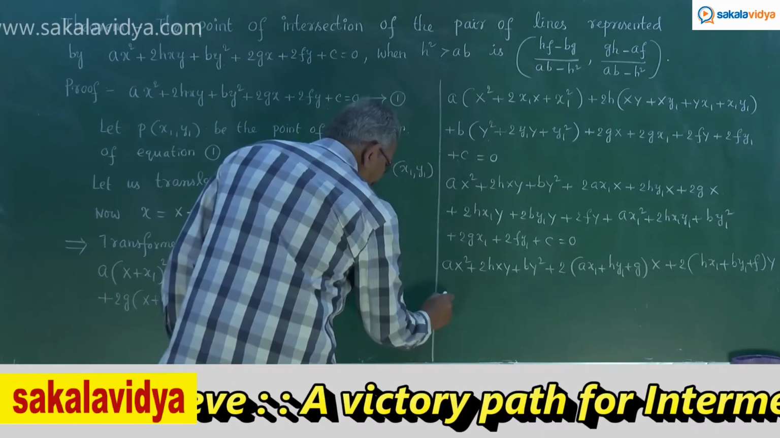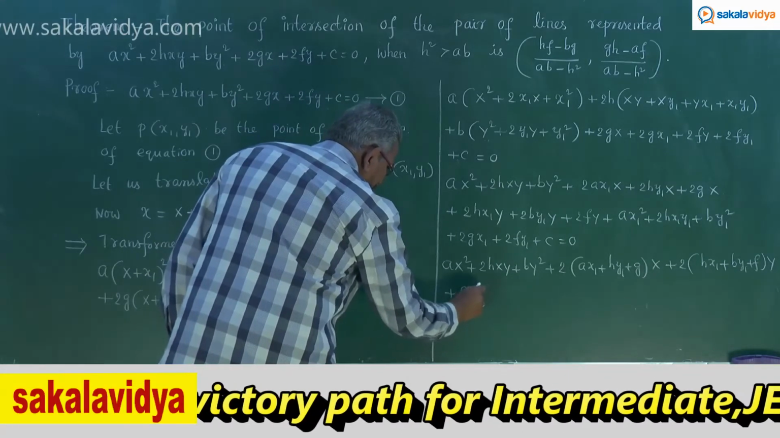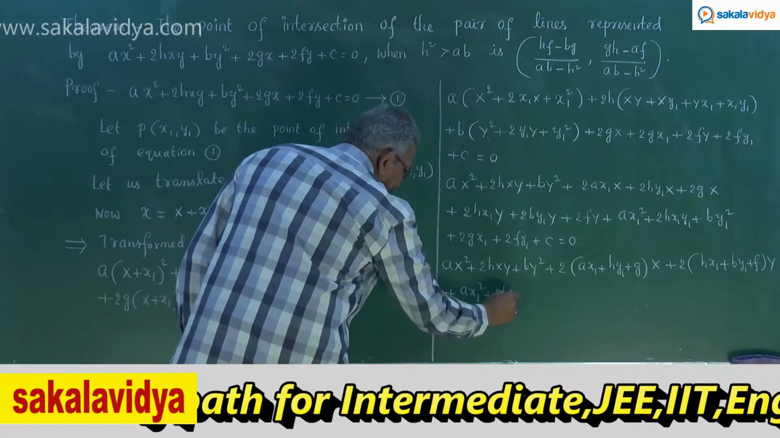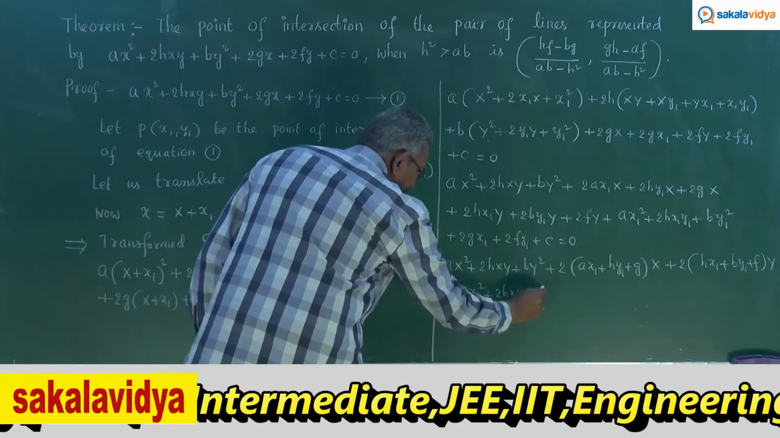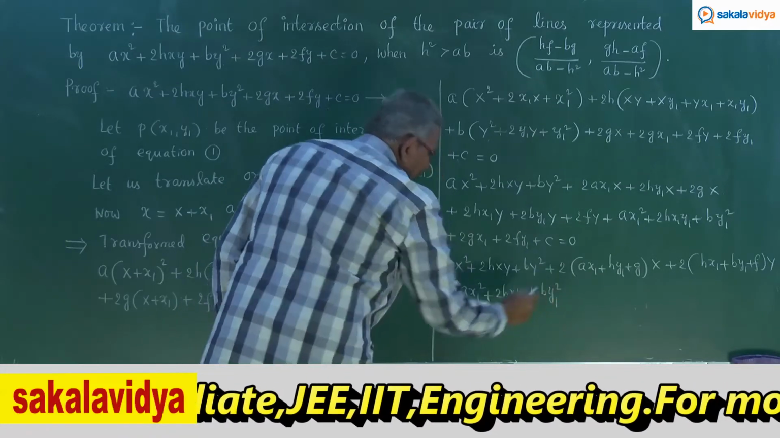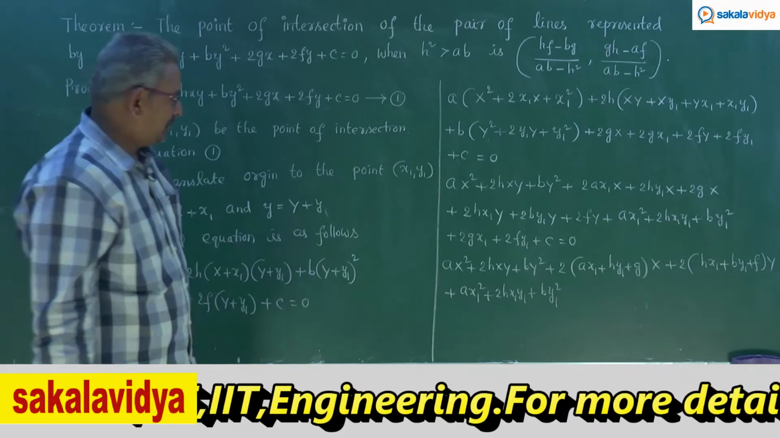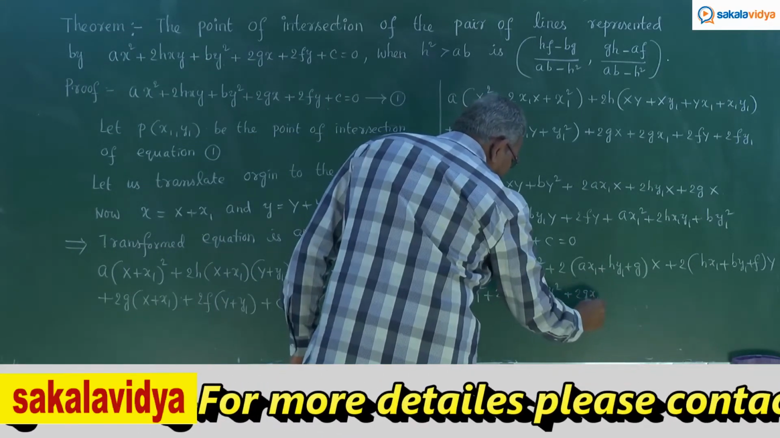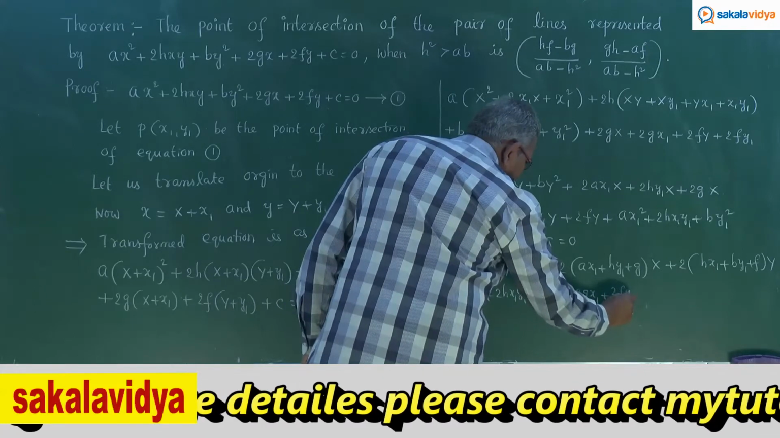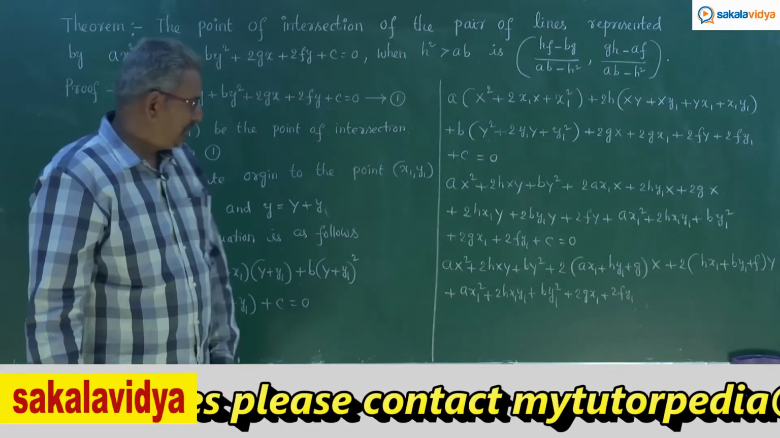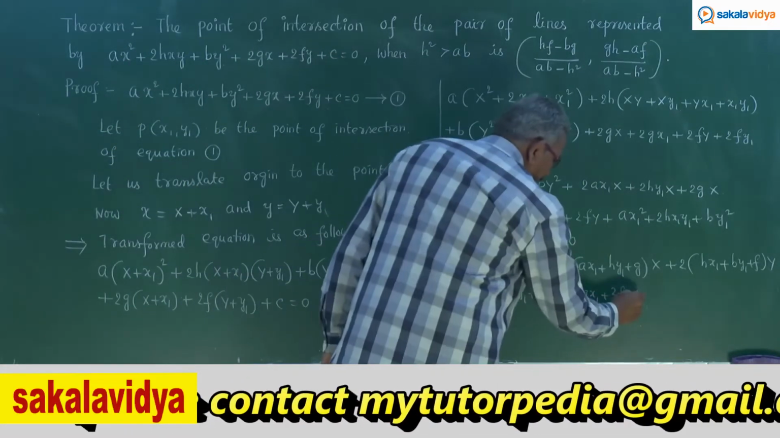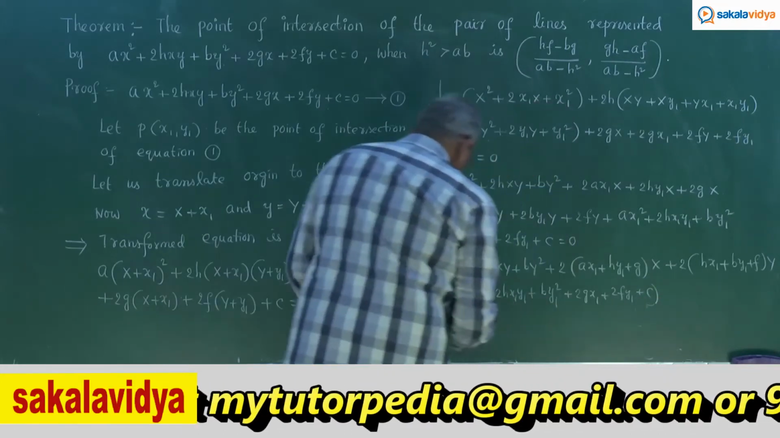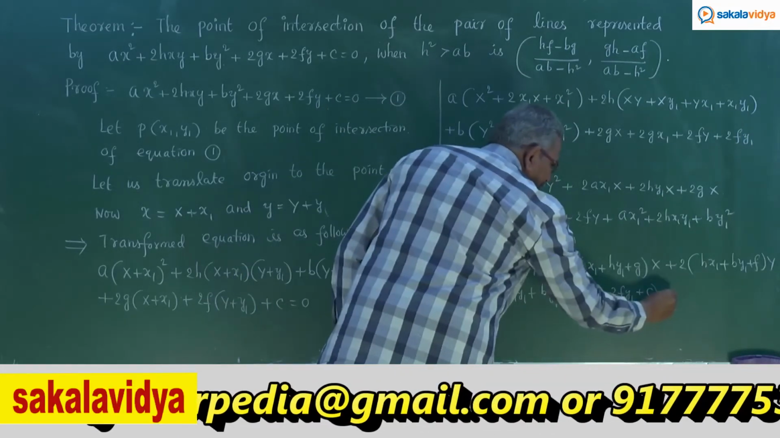plus ax1 square plus 2hx1y1 plus by1 square plus 2gx1 plus 2fy1 plus c equals to 0. Okay. This we can write it.